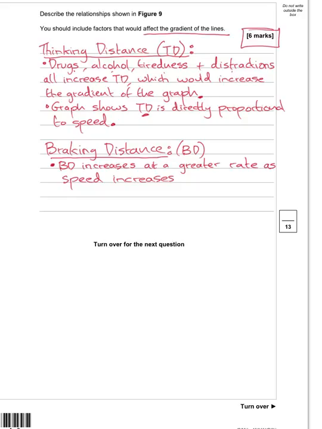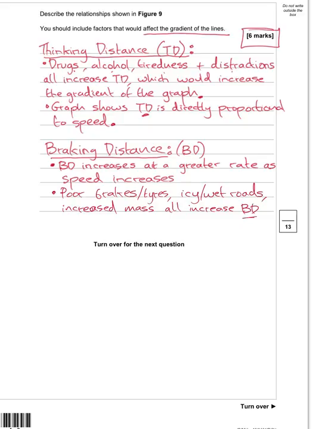Okay, I also need to mention the factors that are affecting braking distance. So poor brakes or poor tyres or icy or wet roads. You can't just say brakes or roads, you need to say what about them will increase the braking distance. So an increased mass, poor brakes, poor tyres, icy roads, wet roads, all increase the braking distance. And finally, anything that increases the thinking distance or the braking distance is going to increase the stopping distance.